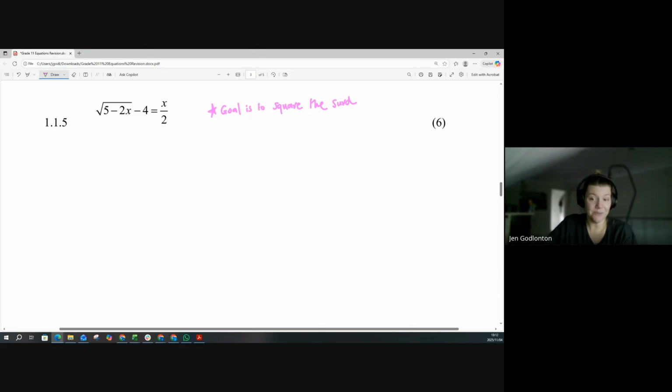Just for those who are struggling, I'm going to go through the first step over here. So the first thing I'm going to want to do is get rid of that denominator because it's kind of in my way. So I'm going to have 2 root 5 minus 2x minus 8 is equal to x. And then I want to isolate this because that's my third term. So I'm going to have 2 root 5 minus 2x is equal to 8 plus x. And now that it's been isolated, we can square both sides.